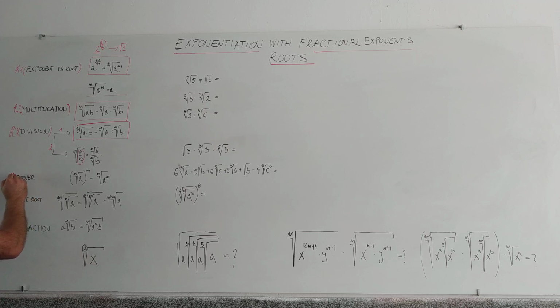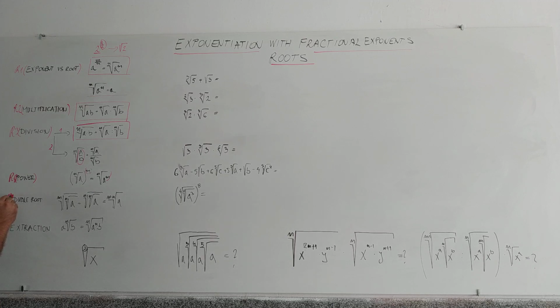Rule number 4, power or exponent. N root from a on power of m. Basically, the exponent goes below the root.